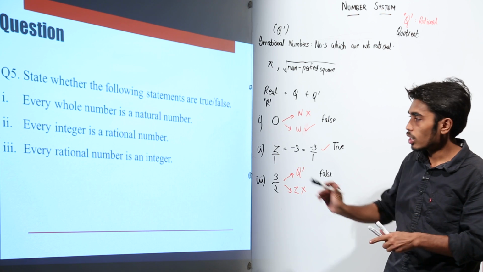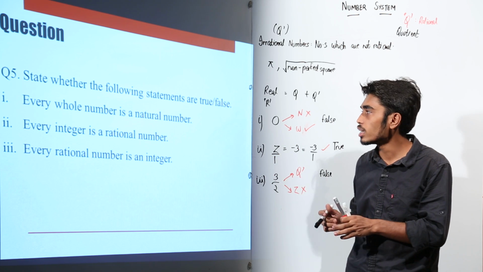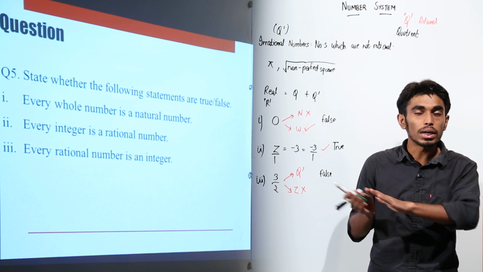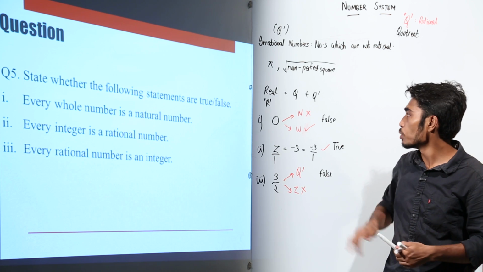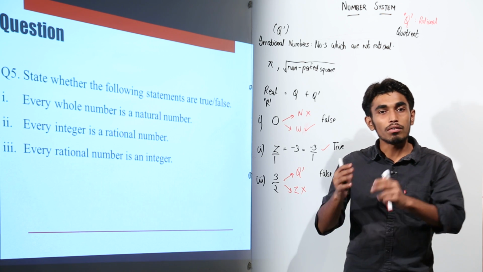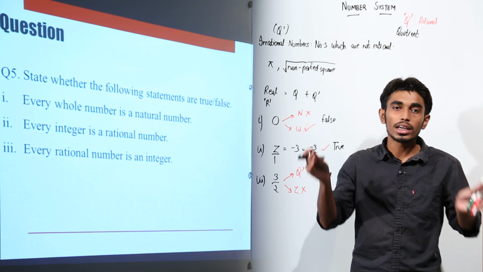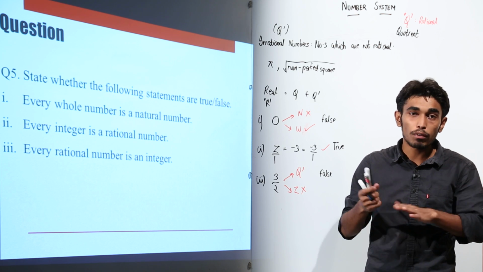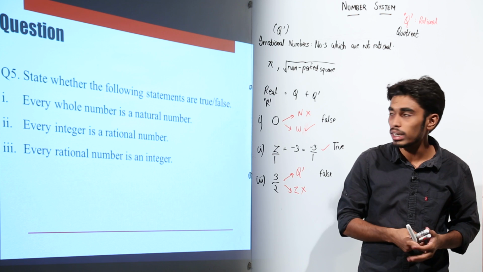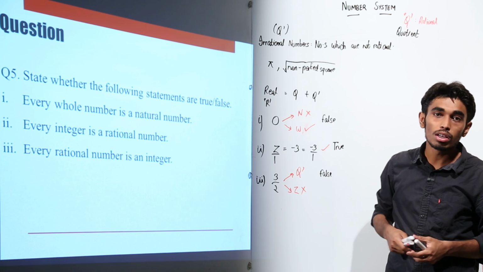So this exercise or this question was basically to make you aware of which numbers are bigger than which numbers, right? For example, whole numbers contain natural numbers. So I can say that every natural number is contained in the whole number set, right? But if I want to say that every whole number is contained in natural numbers, that would be definitely wrong, as we saw in the first question.